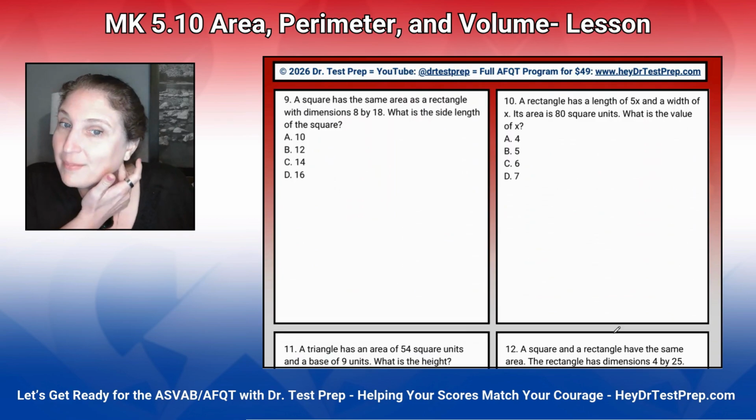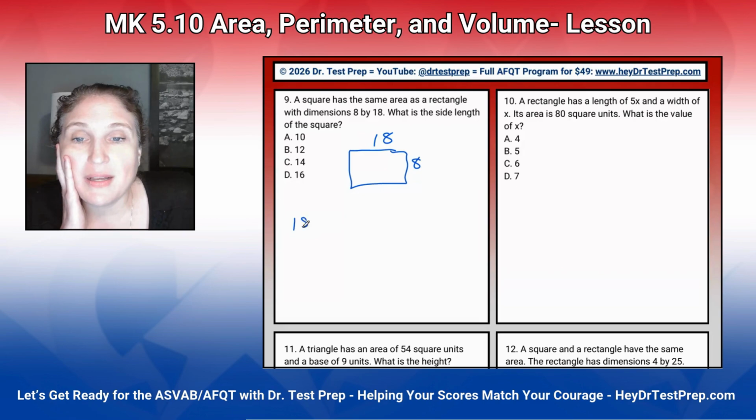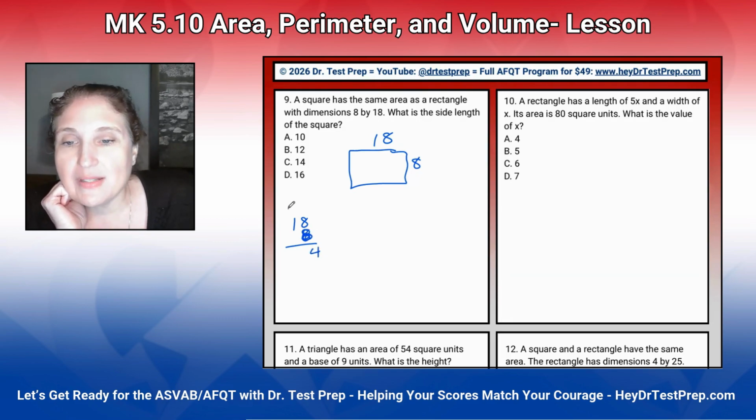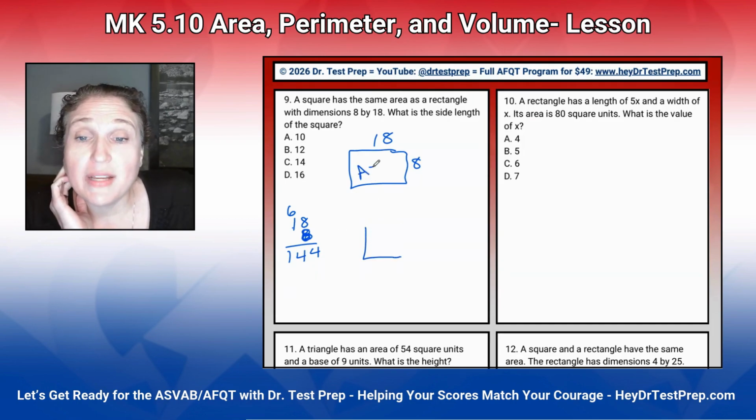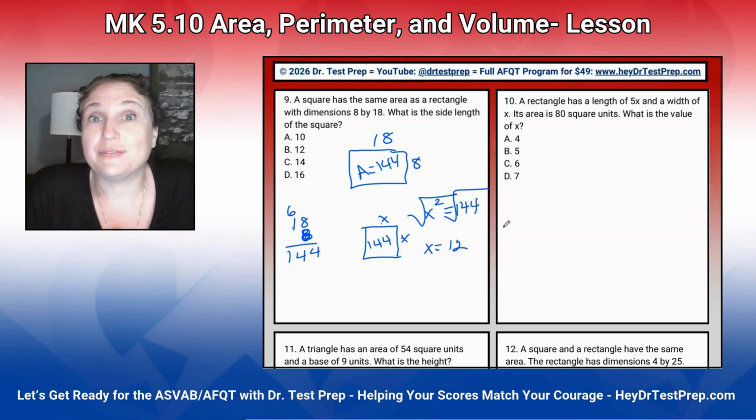A square has the same area as the dimensions of a rectangle. The rectangle's dimensions are 8 by 18. So first we have to multiply 18 times 8. So we've got 64. 8 times 1 is 8 plus 6 is 144. So we know that this area equals 144. And if I were to draw a perfect square, the area would be 144. So x times x is x squared. The area has to be 144. Take the square root of each side and I get 12.